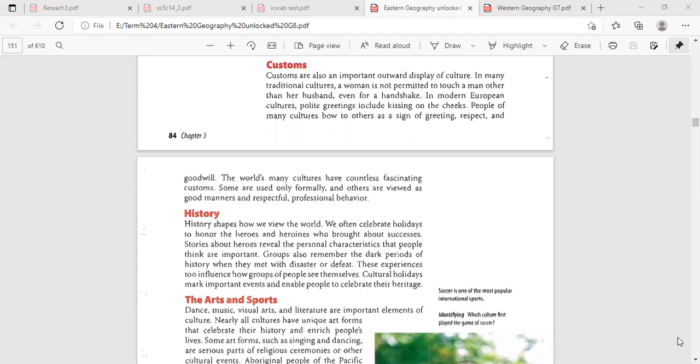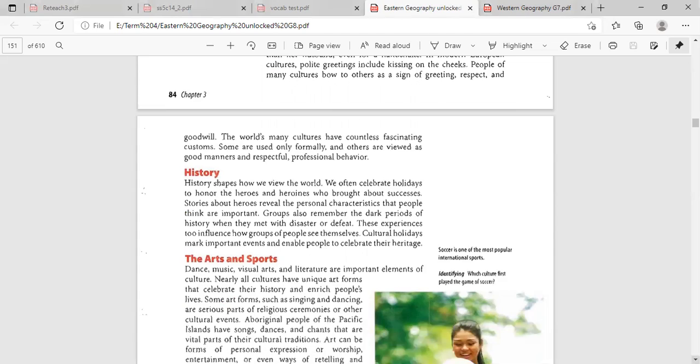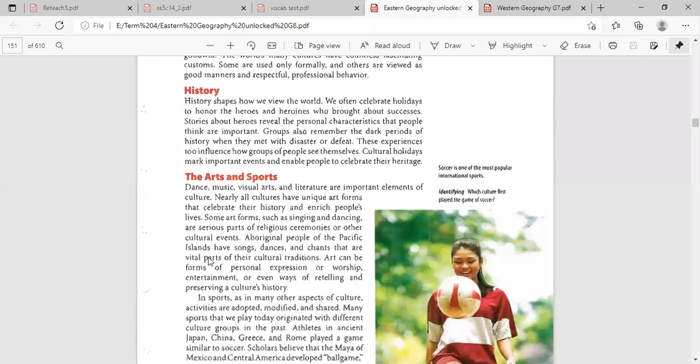Which distinguish between events in our history. Let's talk about the arts and the sports for today. Okay, let's see. Maya, please read arts and sports. Maya?